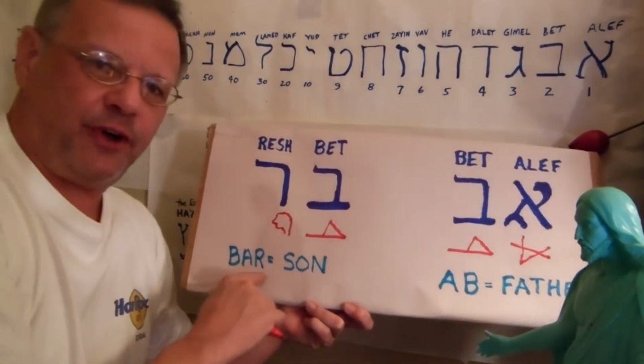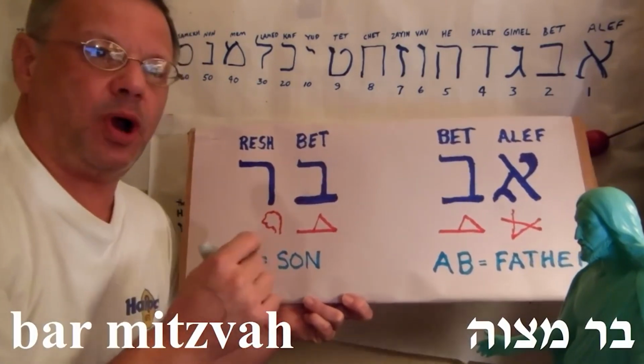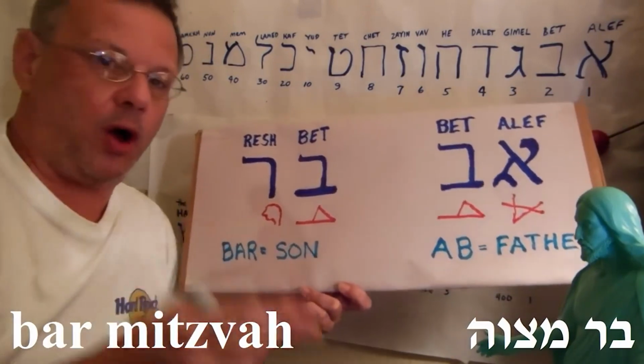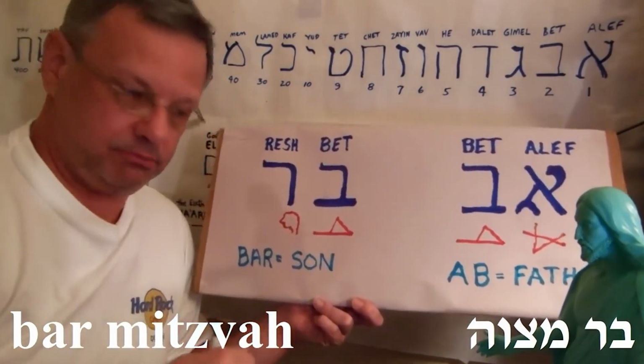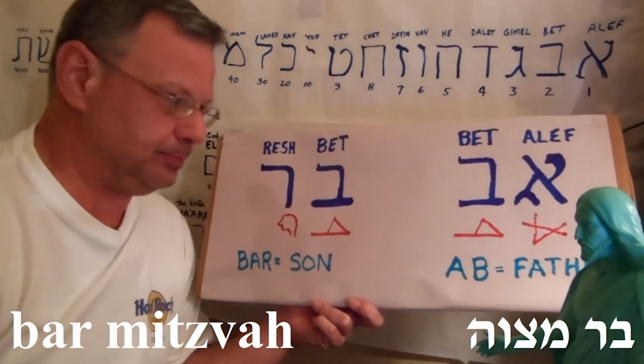Bar, by the way, you've heard the word bar mitzvah. When you are bar mitzvah, you are son of the law, mitzvah. You have to follow all of those 613 laws that God gave Moses on Mount Sinai.